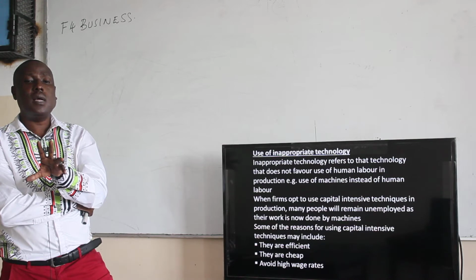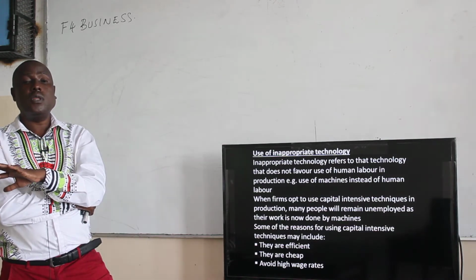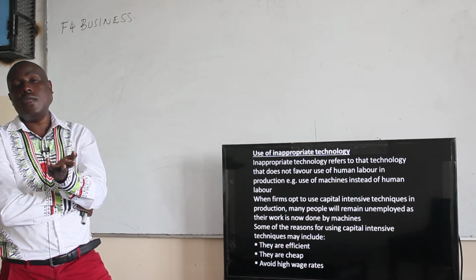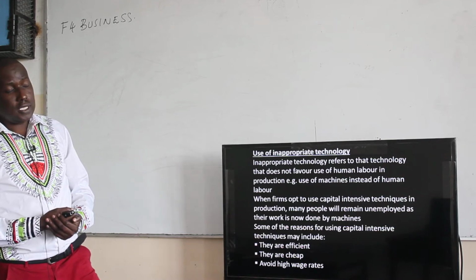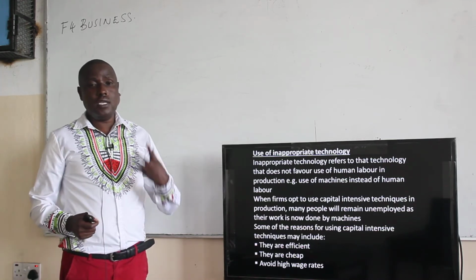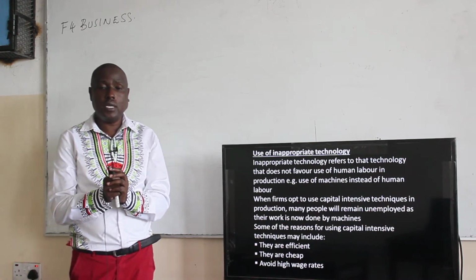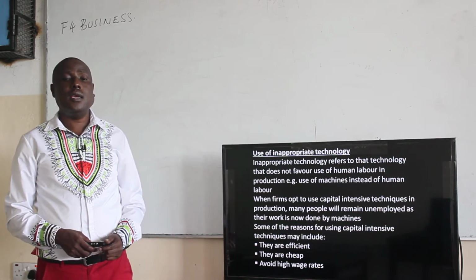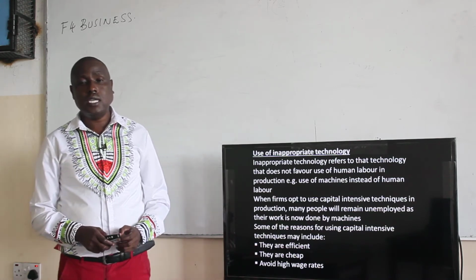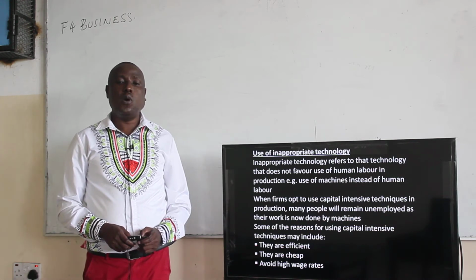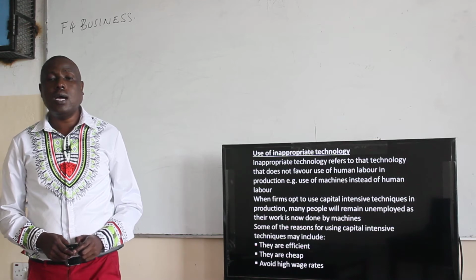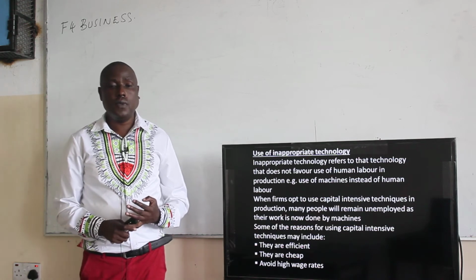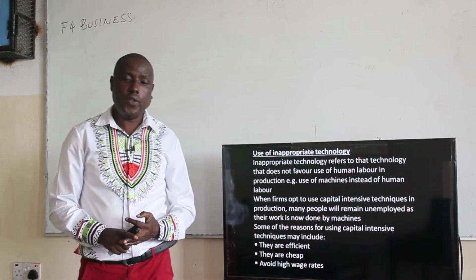It employs less labor. The same can happen with the banks. Now they are using ATMs where a machine serves you. You don't need human beings to give you the money. You want to deposit money, you can do it at the ATM, or you can even use your mobile phone. This type of technology, which is inappropriate, reduces the levels of employment. When firms opt to use capital-intensive techniques in production, many people will remain unemployed as their work is now done by machines. But some of the reasons for using capital-intensive techniques are that they are efficient, they are cheap, and they avoid high wage rates.